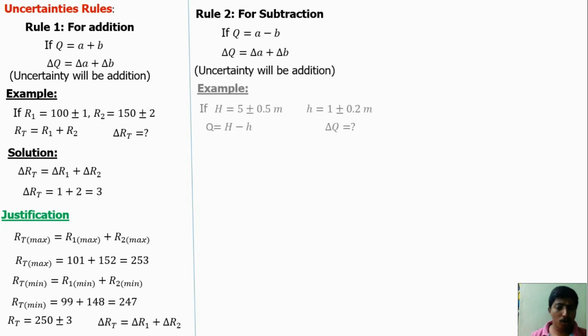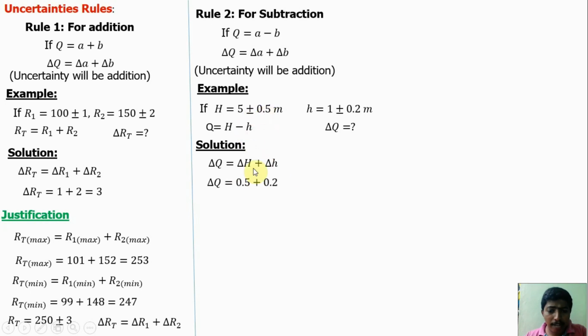For example, let us take height H1 is 5 plus or minus 0.5 meter, small height H2 is 1 plus or minus 0.2 meter. Q is the difference, H1 minus H2. Then what is the value of uncertainties in the Q? Based on this formula, the rule, we have to add. So, del Q is equal to del H1 plus del H2. So, we have to add here 0.5 plus 0.2. We will get uncertainties of Q is equal to 0.7.